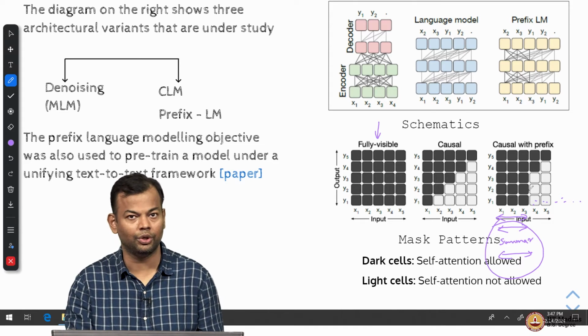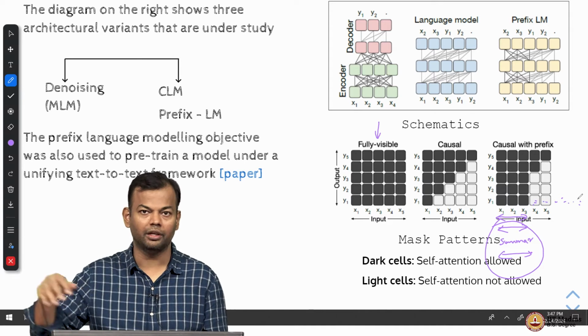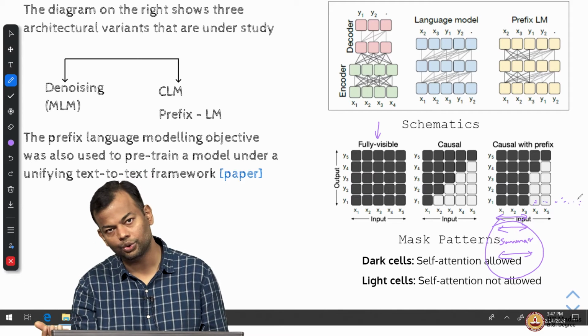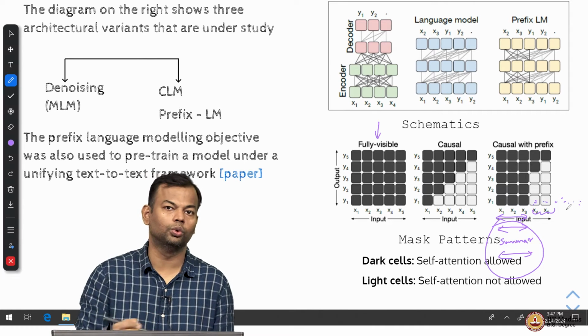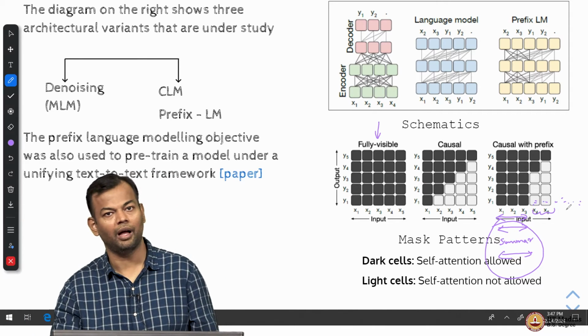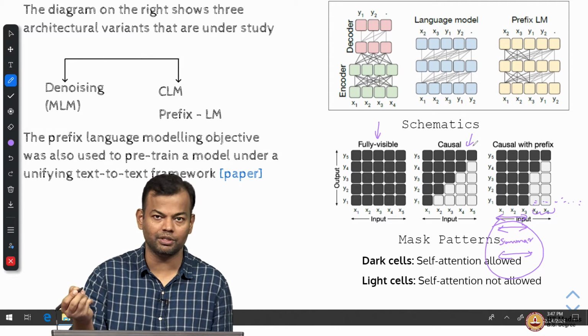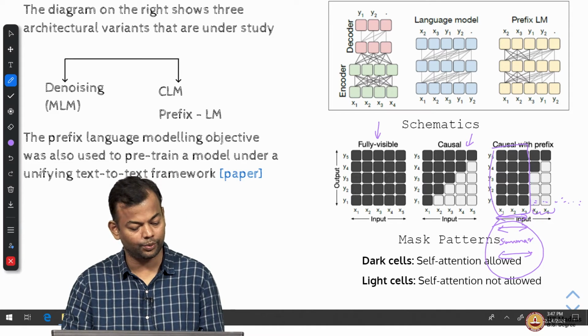So the mask should look like this, where the prefix is never blocked, and then afterwards you return back to your causal language model, where you're only paying attention to the previous set of generated tokens and not to the tokens which are going to come afterwards. So it's just a variation of the causal language model, except that you have this prefix that you're always going to attend to.